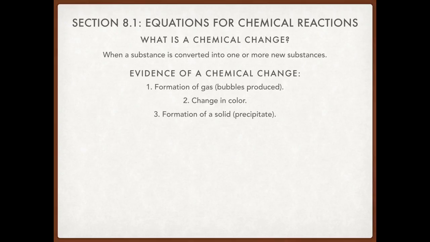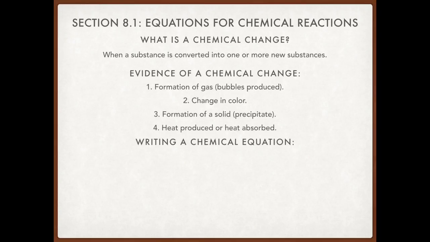Third is the formation of a solid, which we call a precipitate. And finally, either heat is produced or heat is absorbed. So if one of these 4 things occurs, then that lets you know that a chemical change has occurred, since you can't see with your eyes a substance converting into a new substance. We have to rely on these 4 evidences of a chemical change.